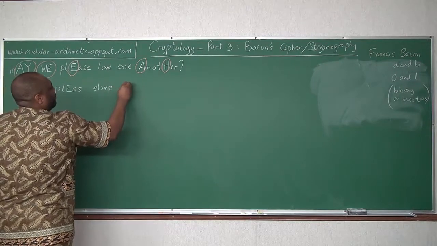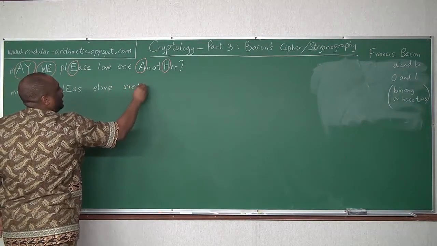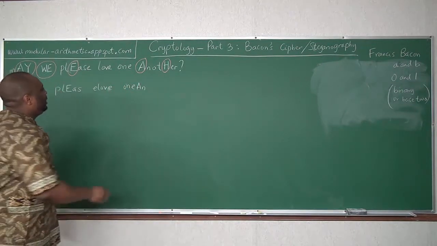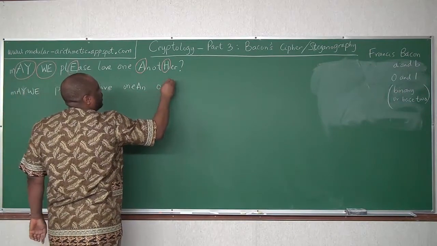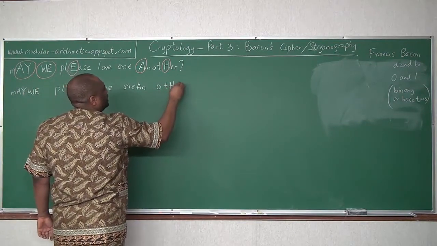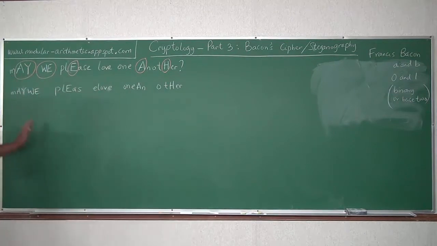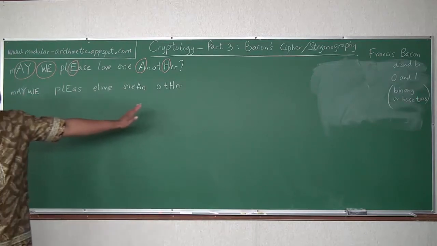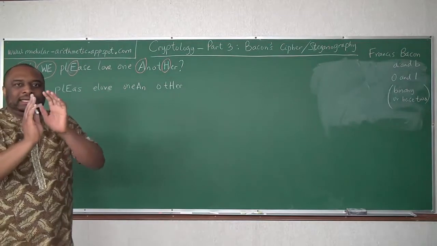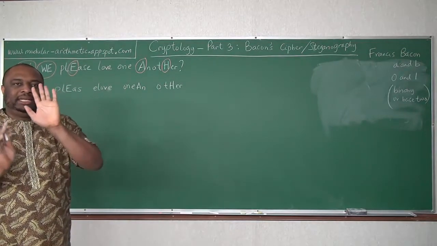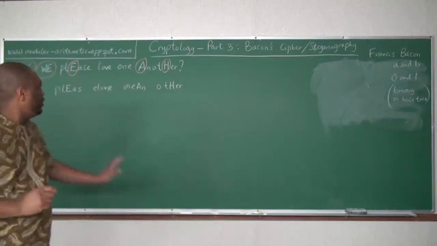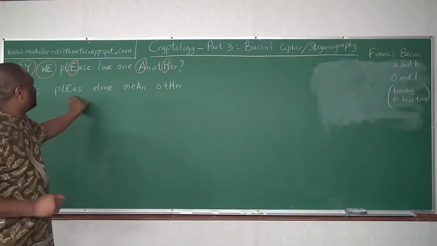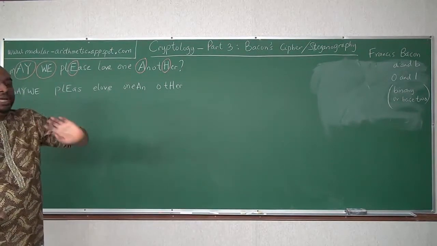Then we have 1 AN, and then we have OTHER. So you see 5, 5. This tells you right away that the secret message is 5 letters. Right away. Because each of these is a letter according to Bacon's cipher.